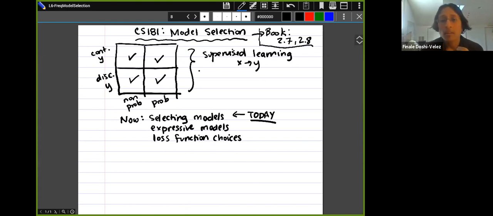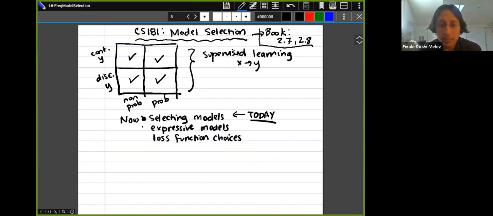But before we go on from supervised learning and we leave this cube behind, we're going to have a series of 3 topics diving deeper into some of the things that have been starting to come up as we went through this first half of the cube. And now we want to go into more detail. So preview for the second half of the first half of the term. Today and next time, we're going to be talking about selecting models.